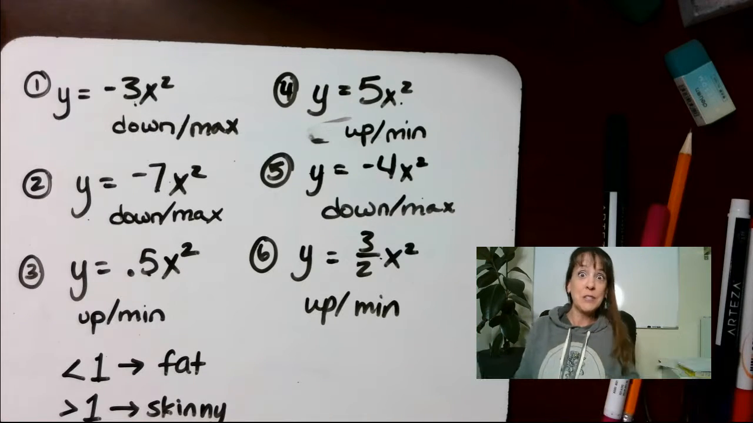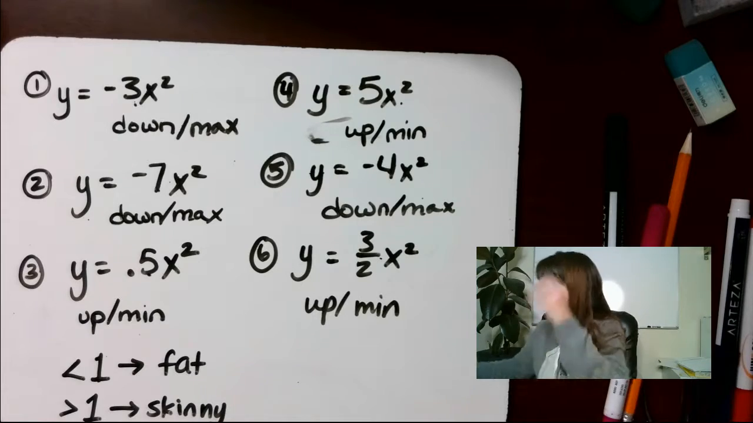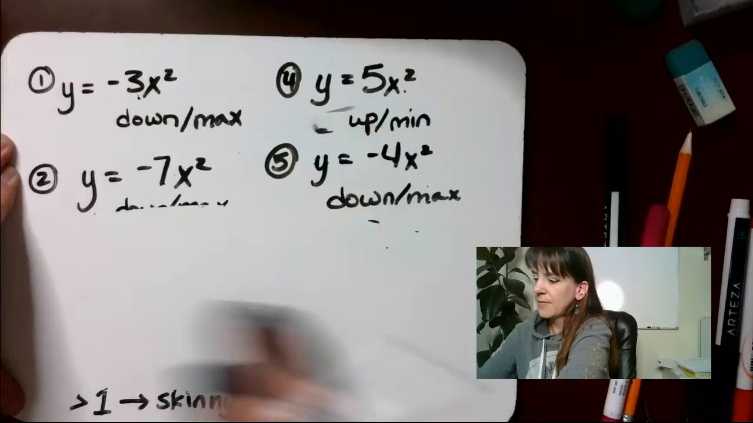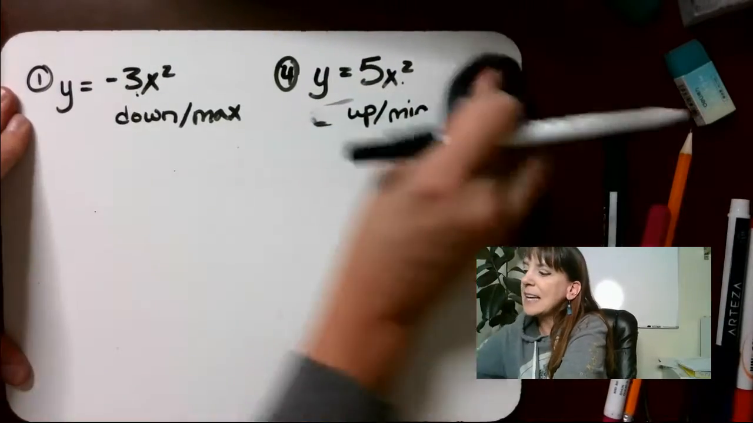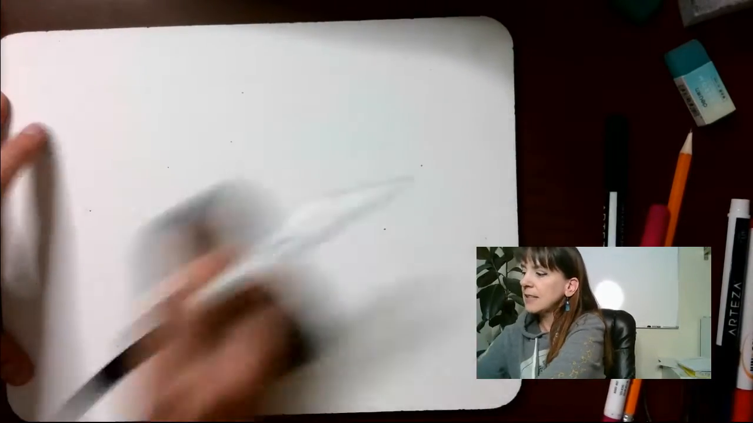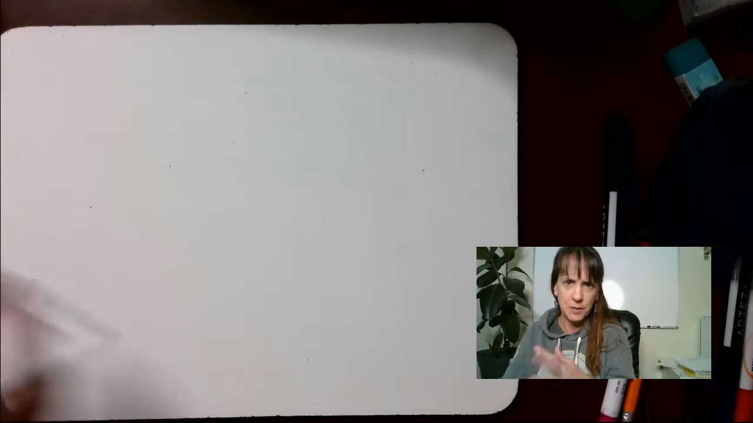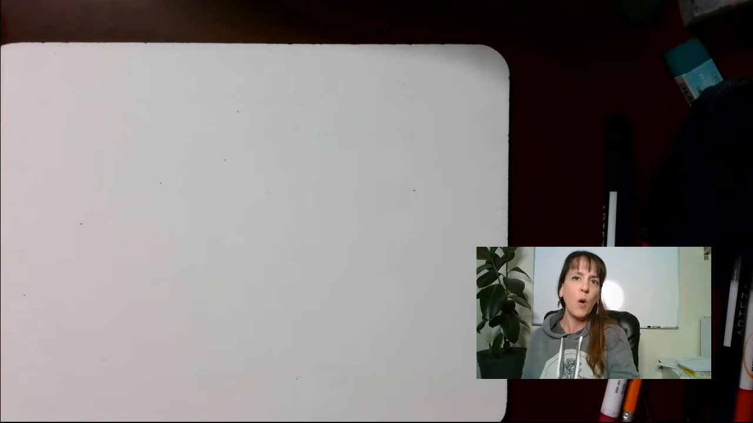Now, that's what I want to get into. Let's start graphing these. Actually, let's practice fat and skinny. You shouldn't say fat and skinny; I think you're supposed to say wide and narrow. I jump between the two, so I apologize. If I say wide, I mean fat. If I say narrow, I mean skinny.